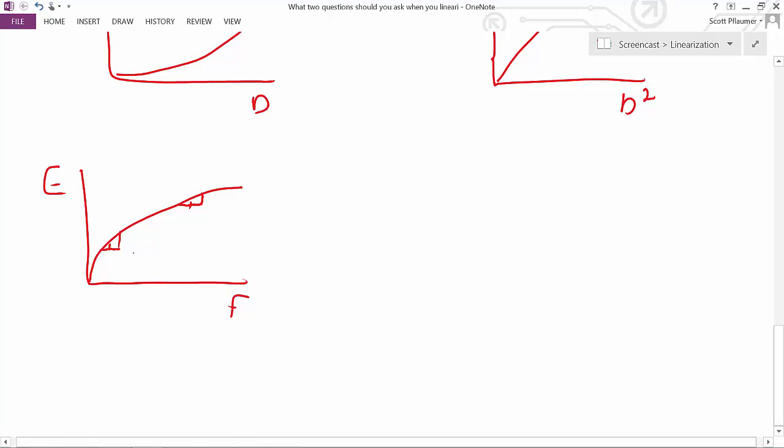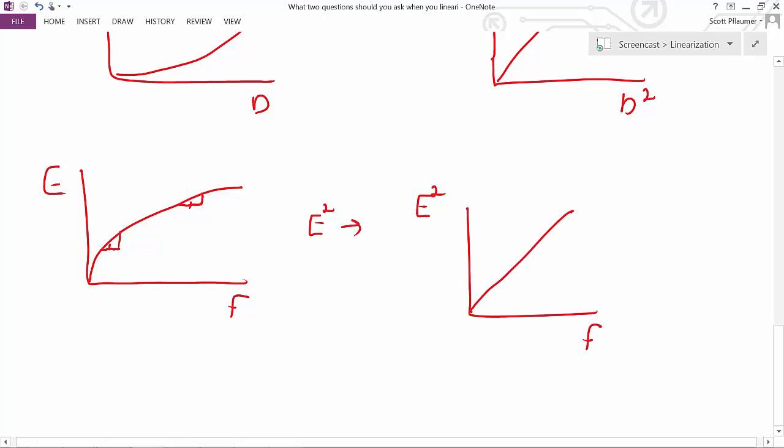We're going to have to square the vertical in this case to make them larger. And so if we do an e squared transformation, then we're going to get something like this.